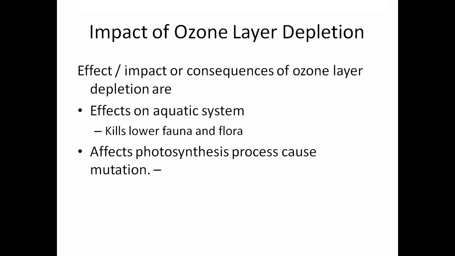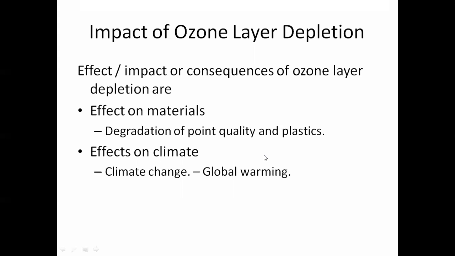So once it happens all around the universe, on the earth, we call it mutation. You'll be seeing new strains in COVID like that. This ozone layer also causes some mutation in plants and animals. Some photosynthesis processes get affected. Okay, so next, with respect to material, you have degradation of paint quality and plastics. Mainly the plastics, and some degradation will be happening in the quality.